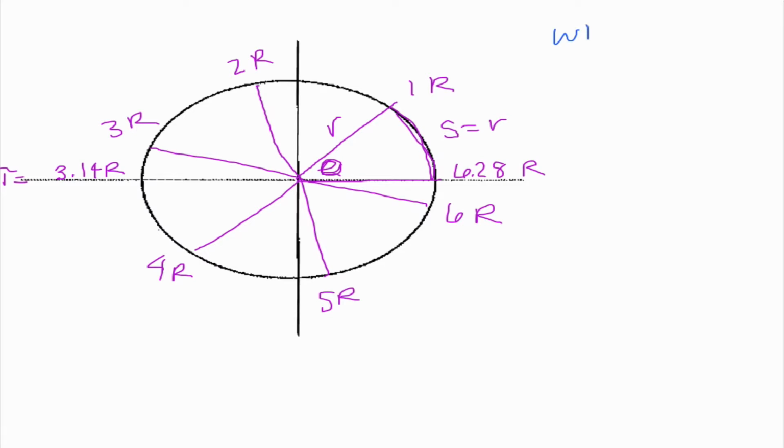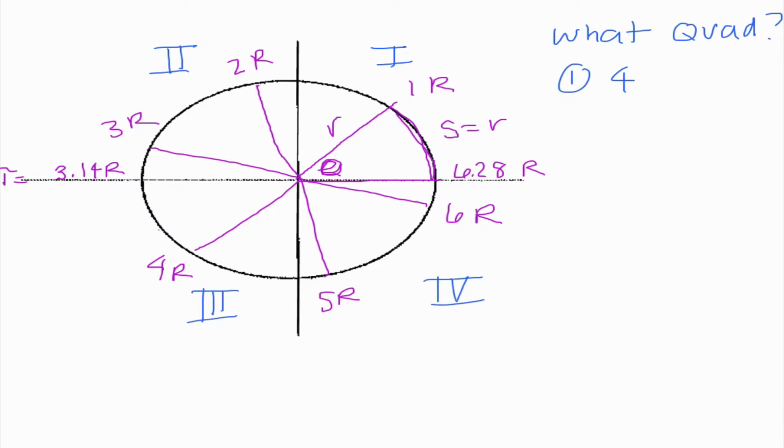So once again, we are going to play what quadrant is it? If we just saw something like 4, I don't see any degree symbol here, so I know that is in radians. So I should probably label our quadrants again. 1, 2, 3, and 4. Okay, and I can see here that it looks like it is in quadrant 3.